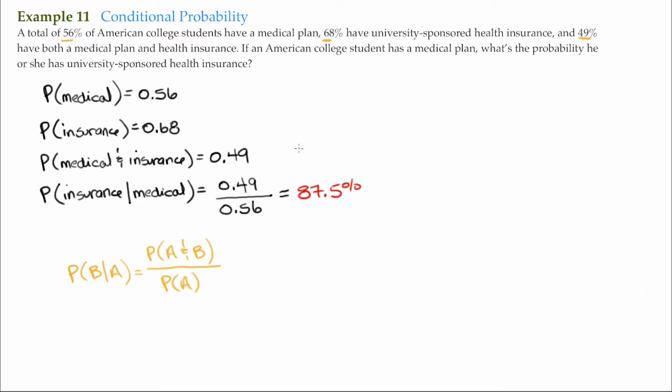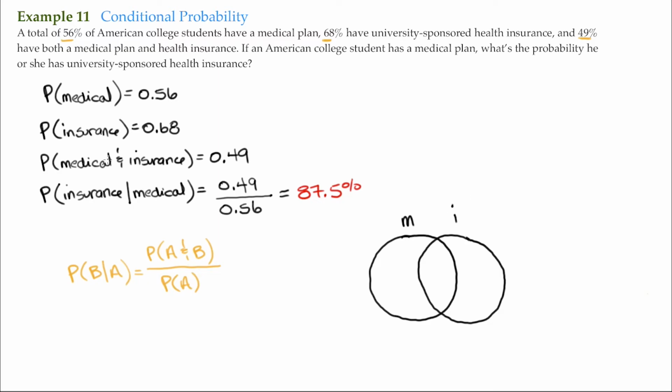Now we can represent this scenario with a Venn diagram. So we'll use our overlapping circles. The first circle I'll make is this event here, the medical plan. So I'll put in my circle, and we'll label it with M for medical. The other event here, that's the insurance. And I'll label this one with an I for insurance. Then, of course, we have the intersection here where the two overlap, that's this right in here.